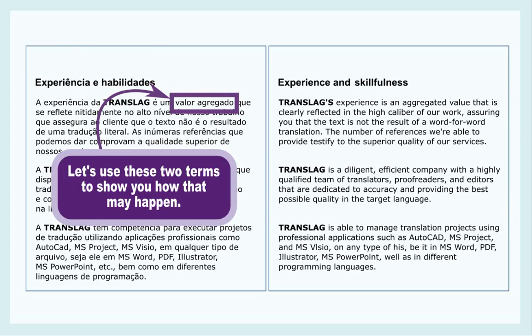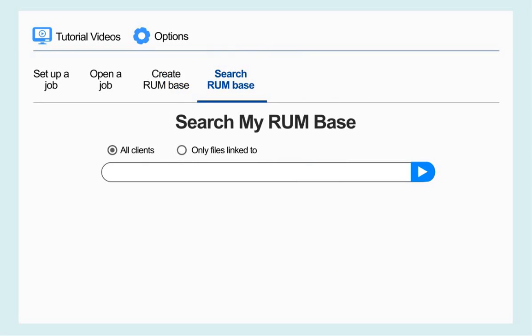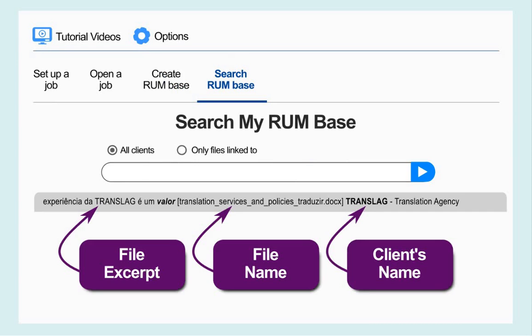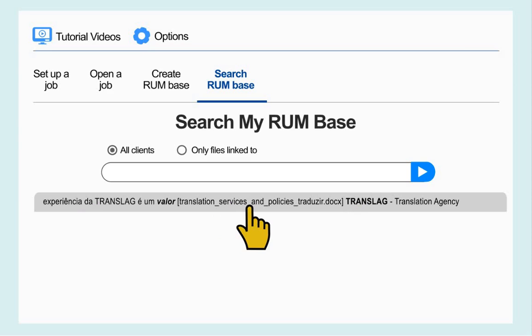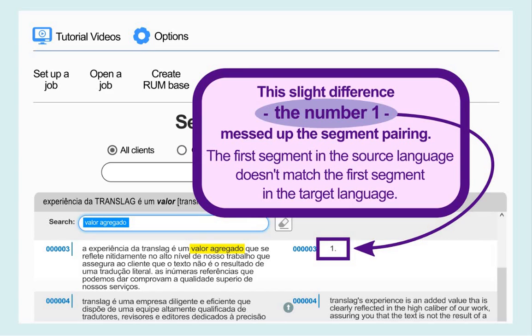I know these two terms are in the text, valor agregado, and I'm going to use them to search my Runbase. I do that by clicking Search Runbase and then typing in those two terms, valor agregado. Then I press Enter or click on the arrow, and SIT returns this file. Now I'll click on the file name to open it. See how that small difference, the number 1, messed up the segment pairing? The first segment in the source language doesn't match the first segment in the target language.